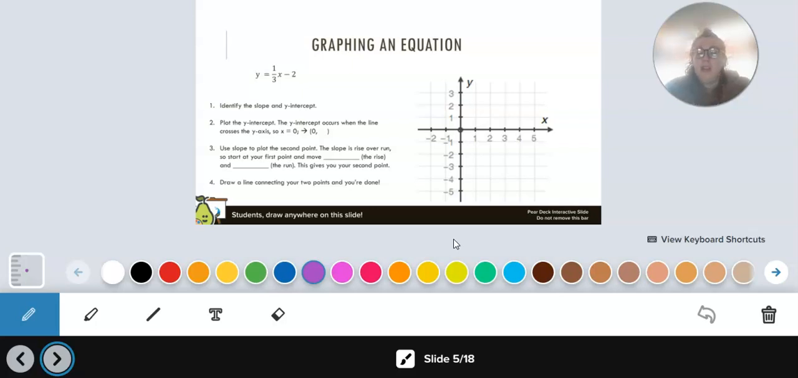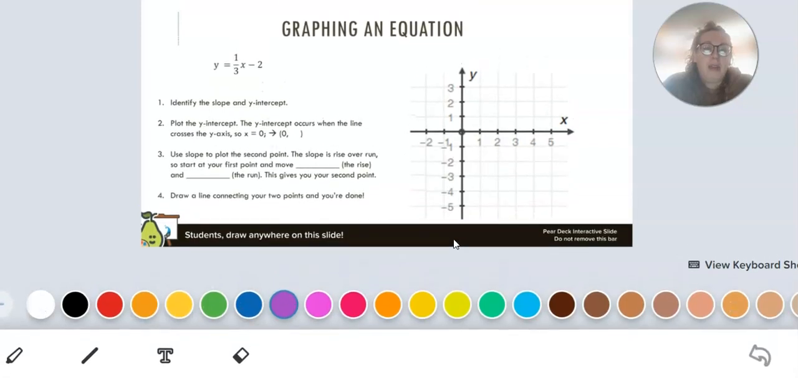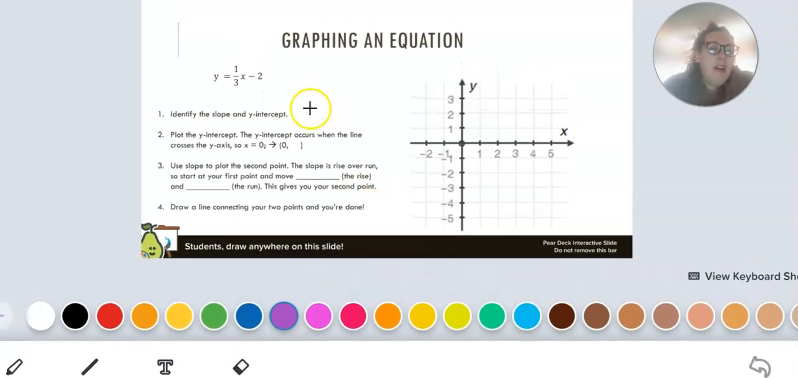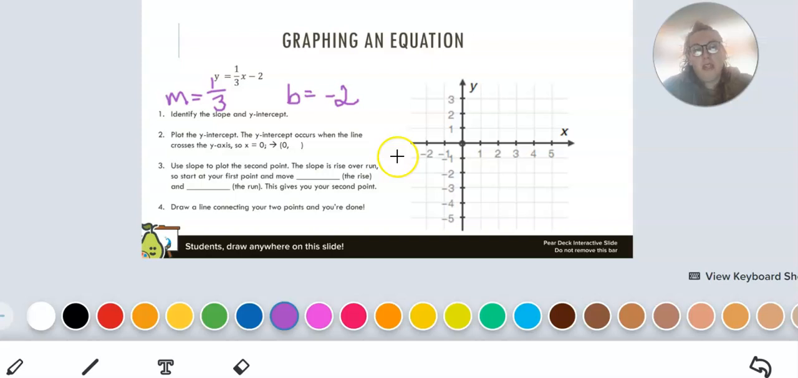So we are going to be solving systems by graphing, so it's going to be important to feel confident with your graphing skills. So here's our equation, y equals 1/3 x minus 2. Identify the slope and the y-intercept. So our slope is 1/3 and our y-intercept is negative 2. Great. Plot the y-intercept. So I'm going to put a dot on our y-axis at negative 2. That point is 0, negative 2.